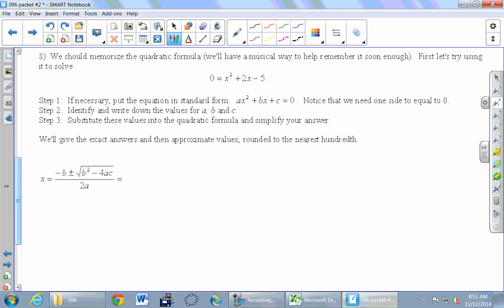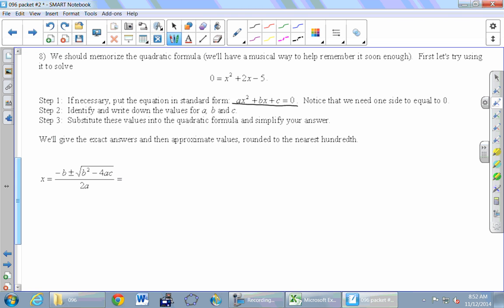Okay, so let's take a look at this equation. We're going to solve it using this quadratic formula. So step number one, if necessary, put the equation in standard form. That is to say you have a 0 on one side and then the rest of it is in decreasing order. The power is x squared and then x and then just a constant. And so fortunately for us, it's already in that form.